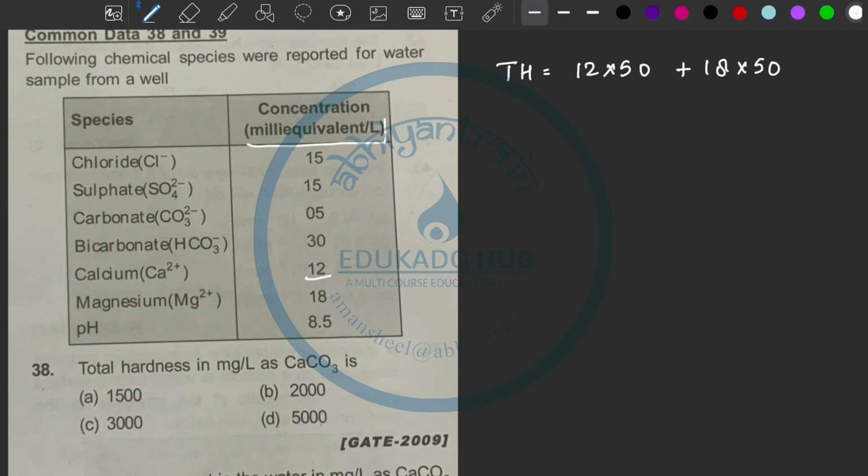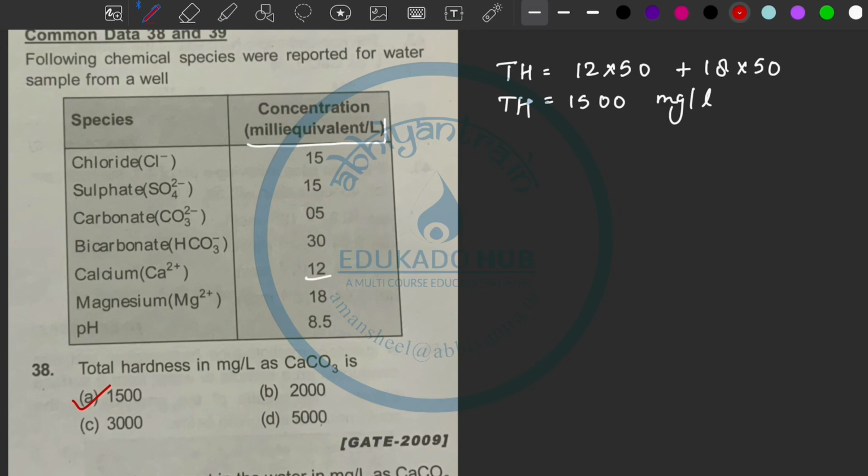12 plus 18 is 30. 30 into 50 is 1500 milligram per liter. Okay, so this is total hardness. 1500 milligram per liter is the answer. Now they are asking about alkalinity.